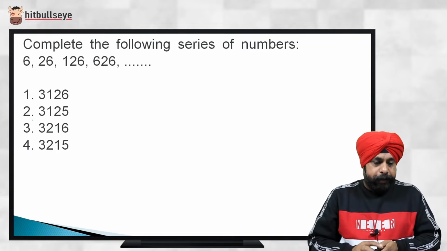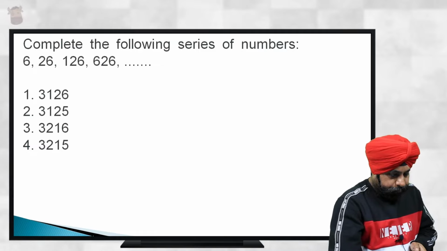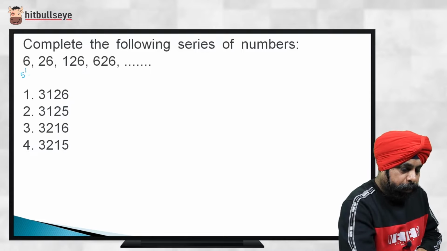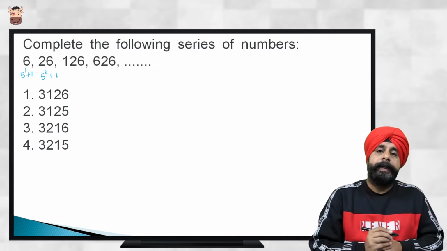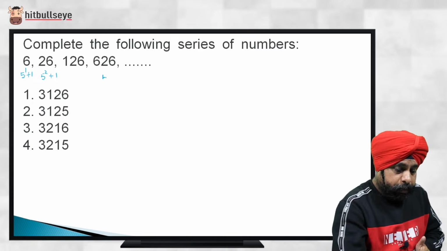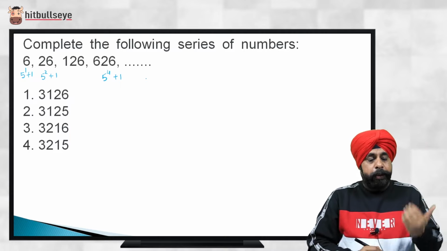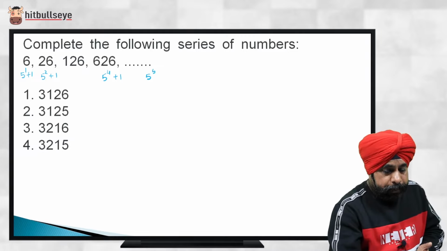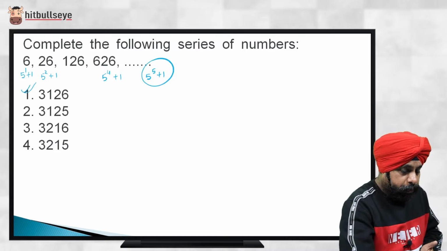Complete the series, people. Just have a look here. 6, 26, 126 and 626. Now people, 6 is 5 raised to power 1 plus 1, 26 is 5 square plus 1, 126 is 5 cube plus 1, 626 is 5 raised to power 4 plus 1. Sorry, I kept on maybe saying wrong. So it is 5 raised to power 1 plus 1, 5 square plus 1, 5 cube plus 1, 5 raised to power 4 plus 1. Your answer will be 5 raised to power 5 plus 1. So 3125 plus 1 is 3126.